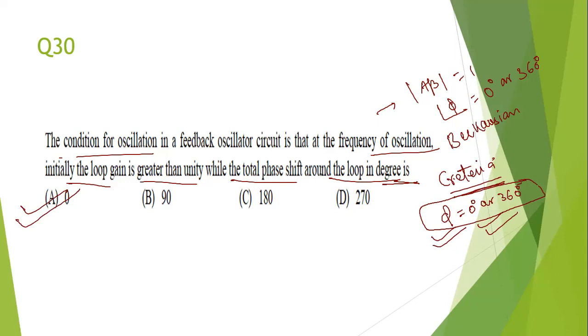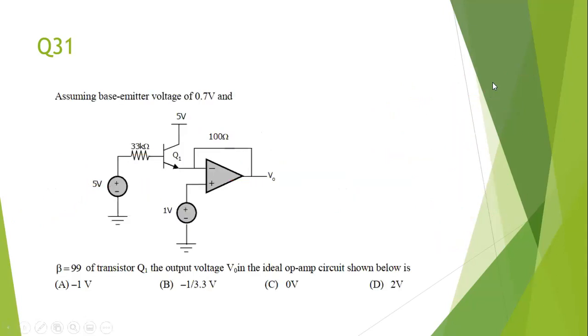Now come to the next question. This is question number 31. What does this question say? Assume the base to emitter voltage is 0.7 volts. So we are given 0.7 volt for base to emitter voltage. And what's the value of beta? Beta is equal to 99. That's a very good question. So beta is 99.